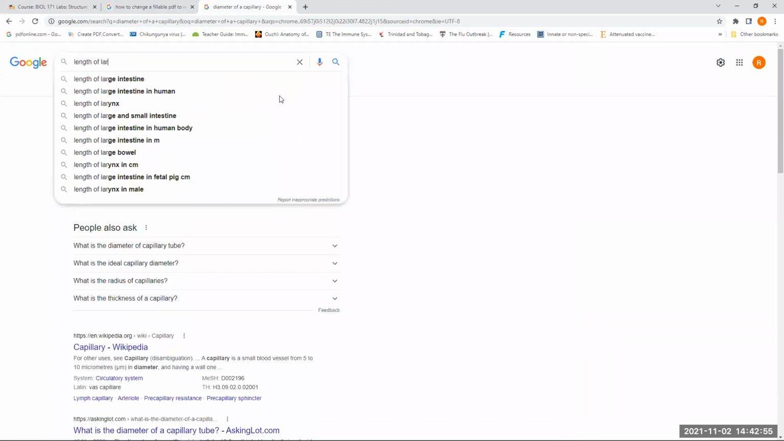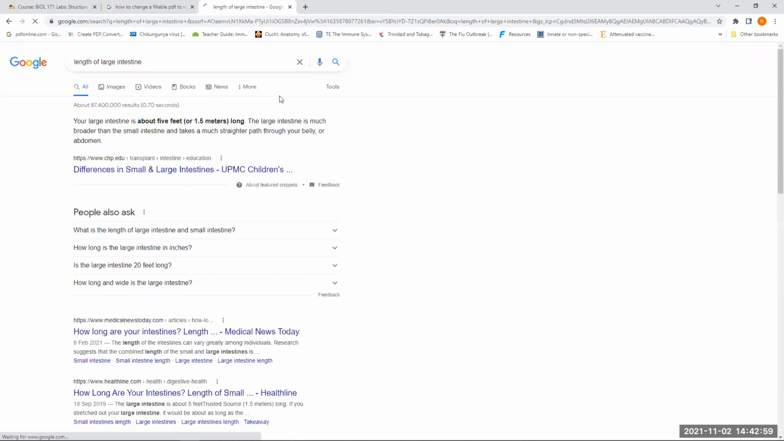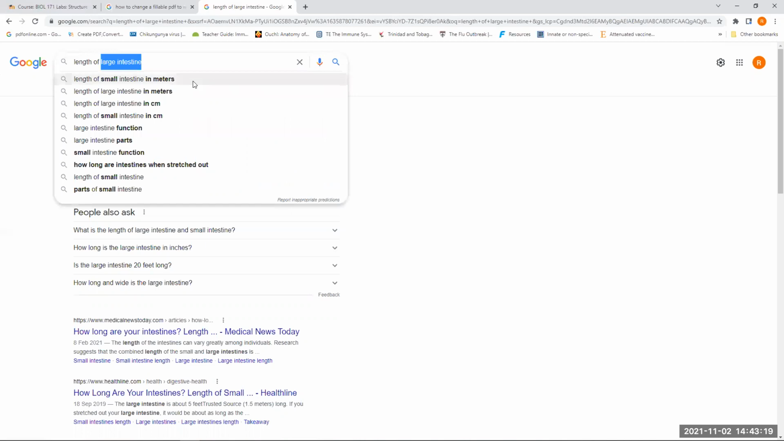They're about 30 feet together, I think. Collectively, when you look at both of them, the large intestine is about 5 feet. So that is about the height of, correct me if I'm wrong, an average woman. Yes, about 5 feet, 5'2". So about 5 feet tall. That is your large intestine. So what about your small intestine? How long is your small intestine?